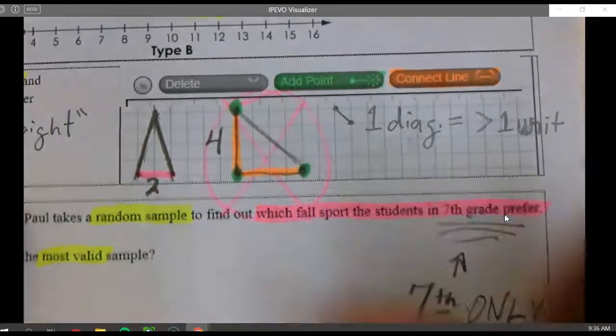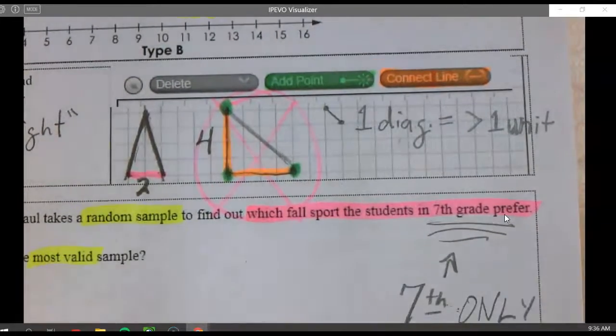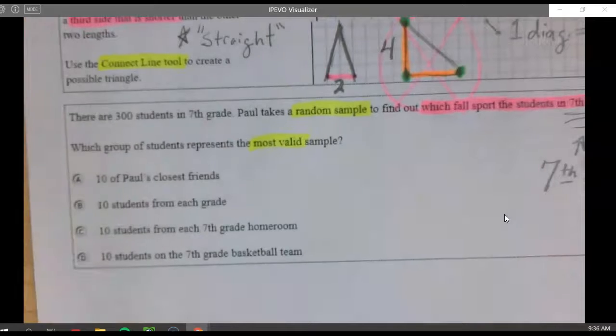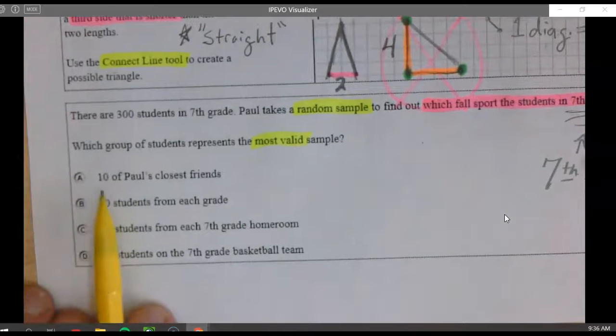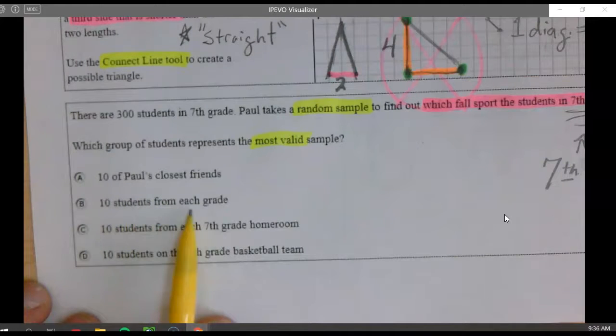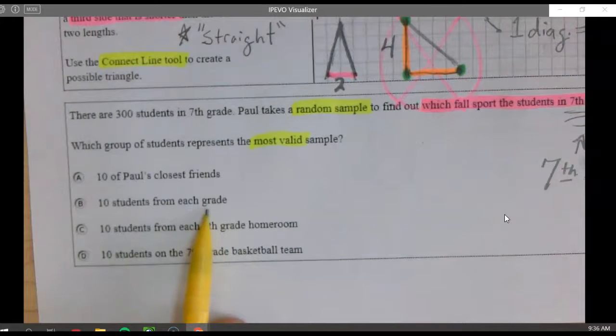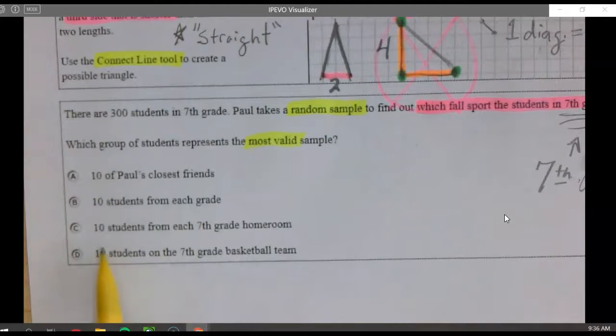So this is not like a school-wide thing. So which of Paul's choices for groups to talk to? Well, if he can only pick 10 people, are 10 of his closest friends going to be a fair sample? No. 10 students from each grade. Yeah, why? Who can tell me, like, raise your hand, Sky? Oh, yeah, there are people I don't care about there. Well, no offense to them, but 10 students from each 7th grade homeroom.